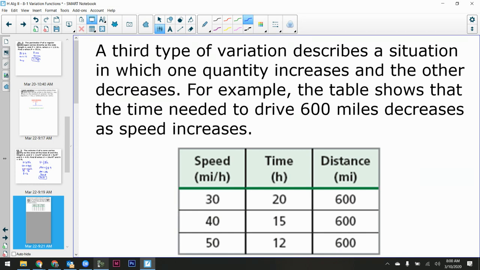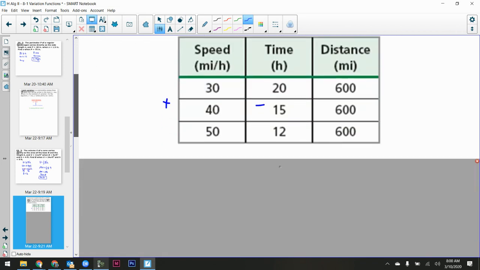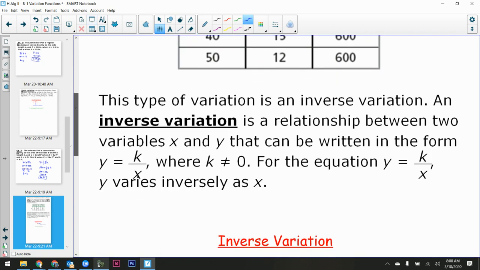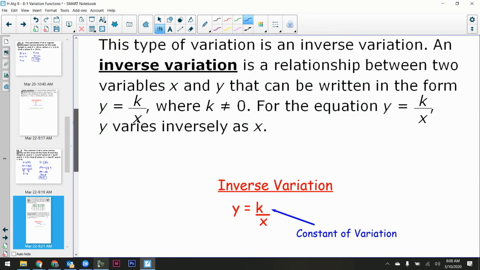That is called an inverse variation. I increase my speed and I decrease my time. Something is going up, and it's causing something else to go down. They have an inverse relationship. Again, this is called an inverse variation.